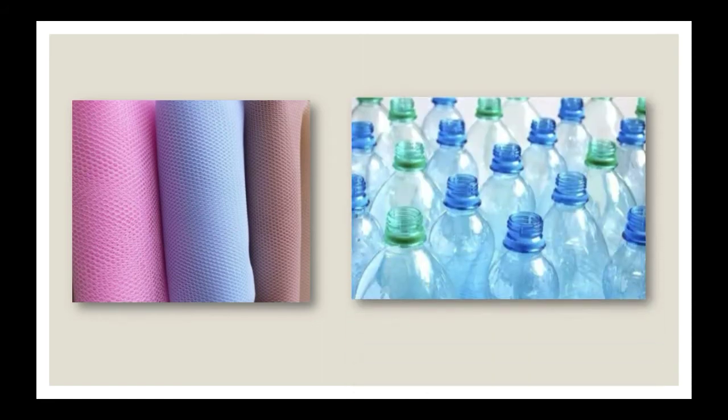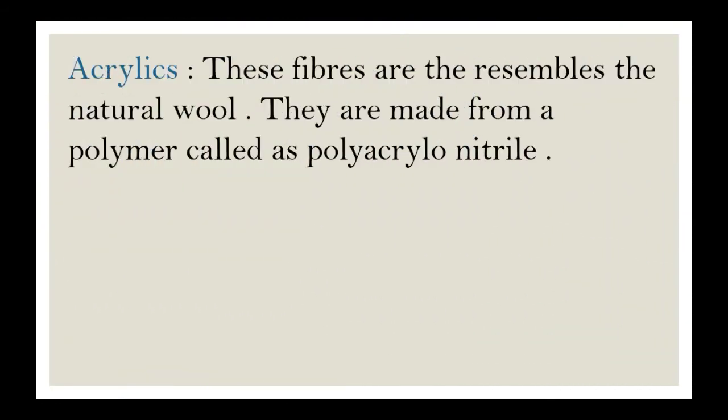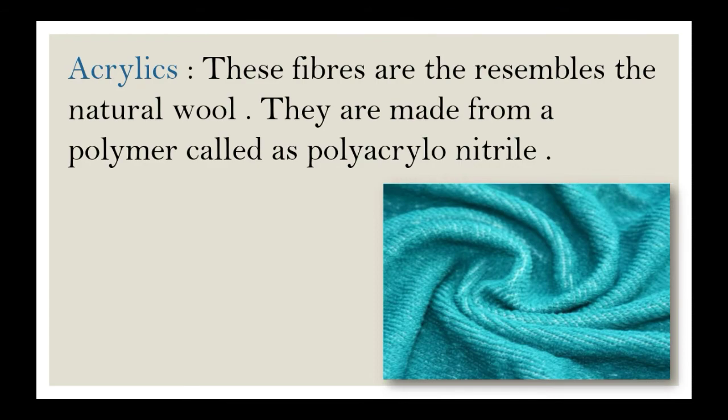First, terylene. This terylene can also be drawn into fine fibers. And PET, polyethylene terephthalate, is used in making bottles, and it is also used in making films, vessels, etc. Polycot. Polycot is a mixture of polyester and cotton, which is a blended fiber, and even polywool is a blended fiber, which is a mixture of polyester and wool. Acrylics. These fibers resemble natural wool. They are made from a polymer called polyacrylonitrile.